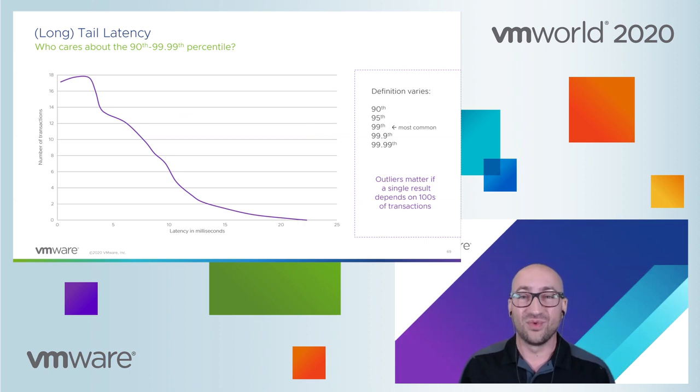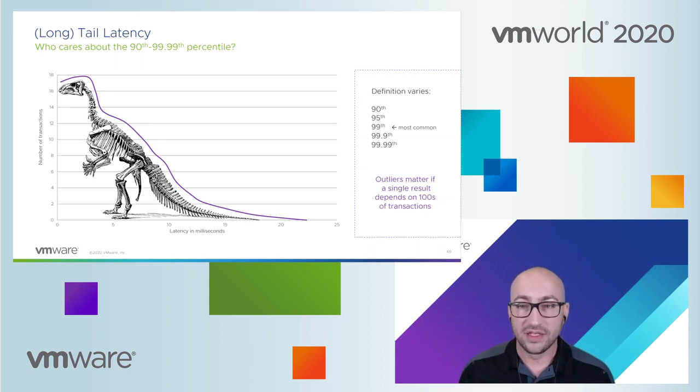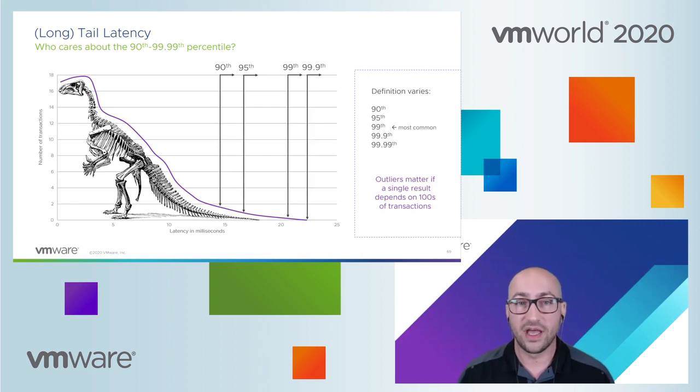Long tail latencies. What is tail latency? Who should care about it? Well, in theory, you should care about it. If you have a workload that depends on multiple interactions per transaction, then you should really care about tail latencies, because these outliers, depending on how you define tail latency, and we went with a fairly extreme 99.99, can have an impact.